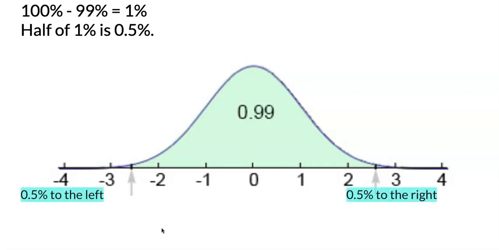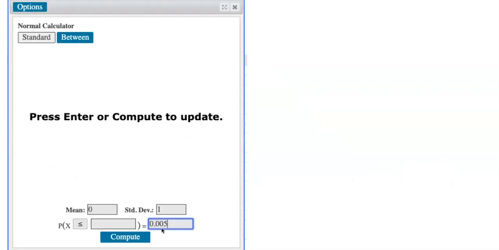So what we know is that we have 0.5% to the left and 0.5% to the right. But be careful, do not type in 0.5 for the probability. 0.5% in decimal is 0.005. So when you use the StatCrunch normal calculator to find the z-score, make sure you type in 0.005 instead of 0.5, because 0.5 will be assuming 50% of the data.